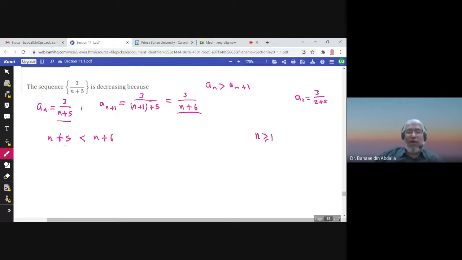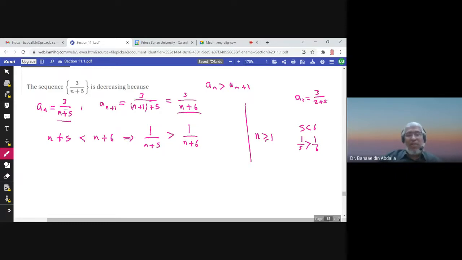Now, if you find the reciprocal, the reciprocal of n plus 5 is 1 over n plus 5. And the reciprocal of n plus 6 is 1 over n plus 6. Now, is the reciprocal less than? No, it would be greater than. Whenever you have, for example, 5 less than 6, if you find the reciprocal, then 1 over 5 is not going to be less than 1 over 6. It is greater than. So 1 over n plus 5 is greater than 1 over n plus 6 because n plus 5 is positive, n plus 6 is positive.